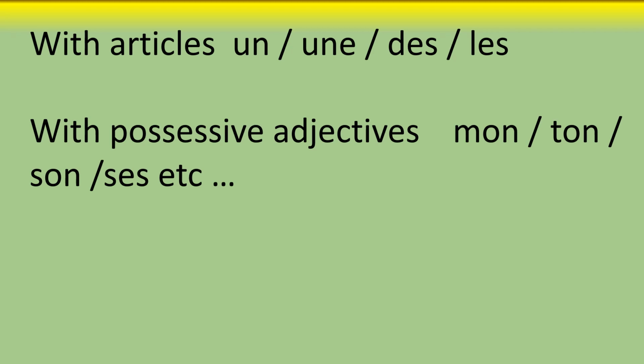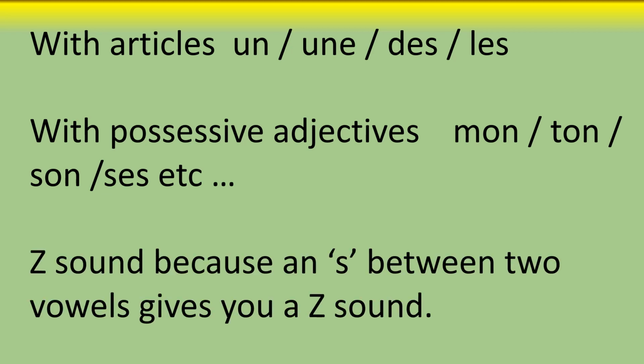So a liaison is compulsory with articles such as un, une, des, les, and also possessive adjectives like mon, ton, son, ses. And what you're going to find is that there will be a Z sound because when you have the S's of the words, you're going to have an S between two vowels and it's going to give you a Z sound.